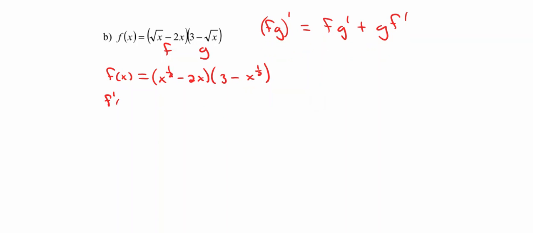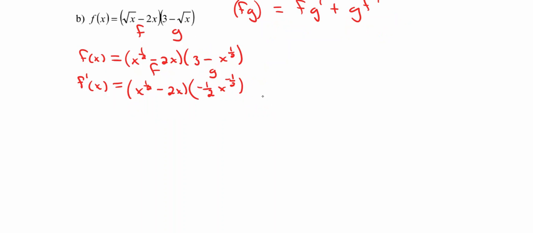All right, so f prime of x is equal to, and then this was f and this was g, so just write this one again. x to the 1/2 minus 2x, and then the derivative of g, so this would be negative 1/2 x to the negative half, and then plus, and then g was just writing that again, 3 minus x to the 1/2, and then the derivative of f, which would be 1/2 x to the power of negative 1/2, and then minus 2.